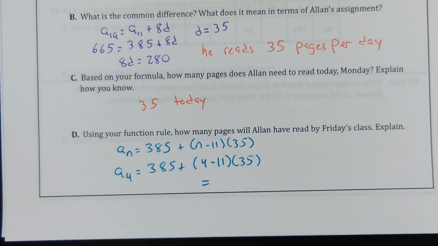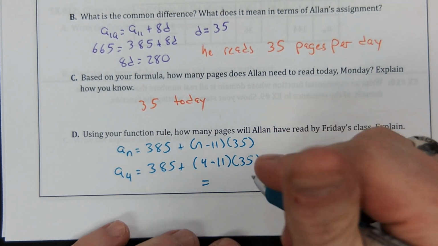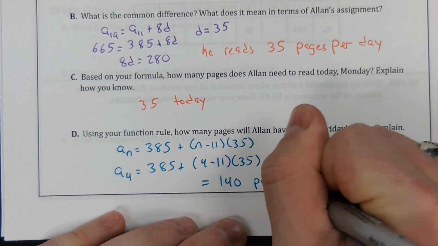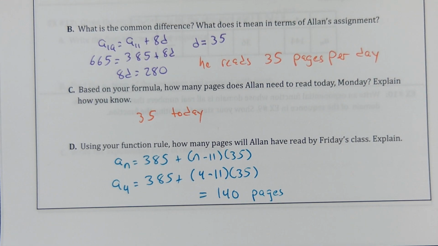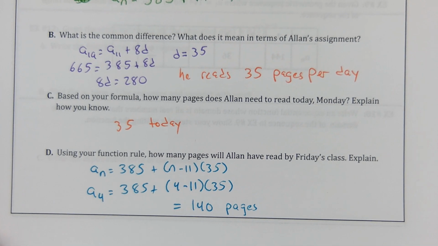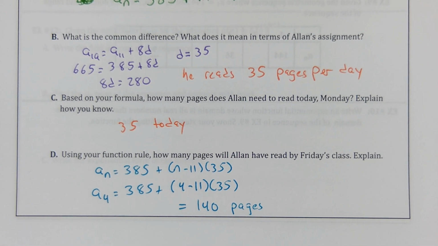So you grab your handy dandy calculator, and you're going to find out that it gets you 140 pages. You know what else you could have done? I only did it that way because it said using your function rule. You could have just done 35 times 4, which is the same answer. Yep. All right, nerds. Thank you so much.